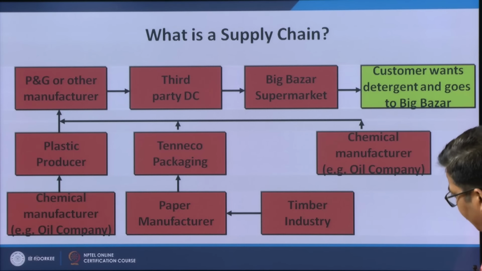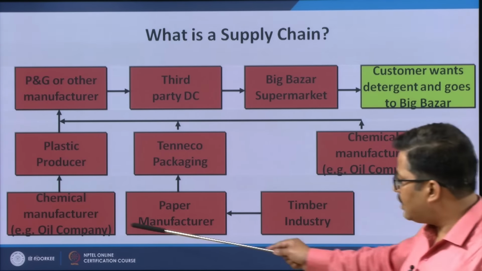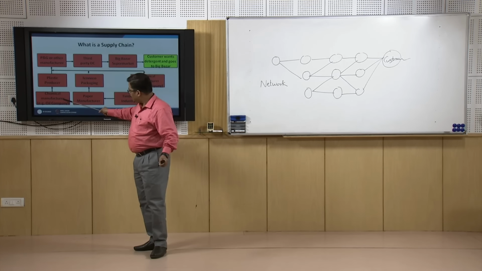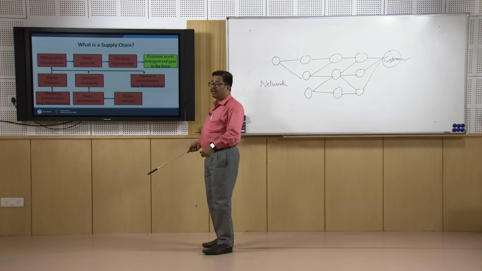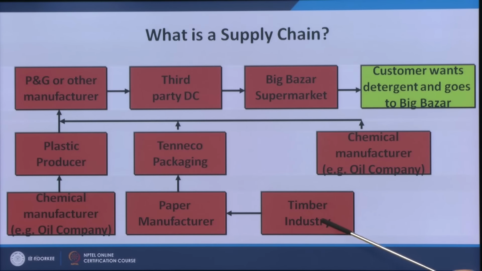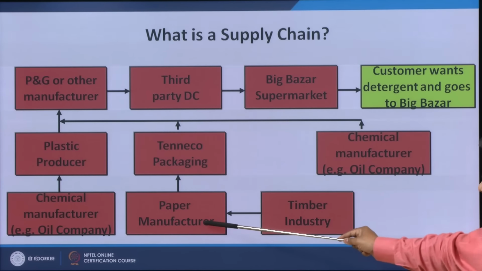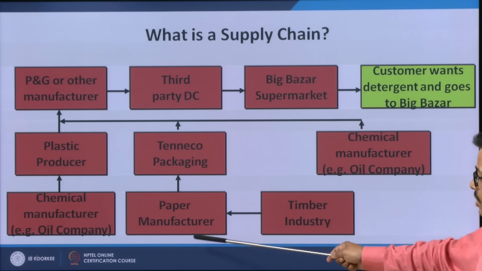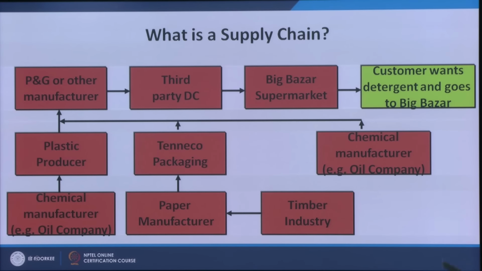And now, because of limitation, because our interest is not that much, you can further find that there may be a few suppliers before this chemical manufacturer also. There may be a few other suppliers before this paper manufacturer also. I have only listed the timber industry here, but there may be some other suppliers also before this paper manufacturer. So, just to give you an idea of how a real supply chain, rather a supply network, looks like.